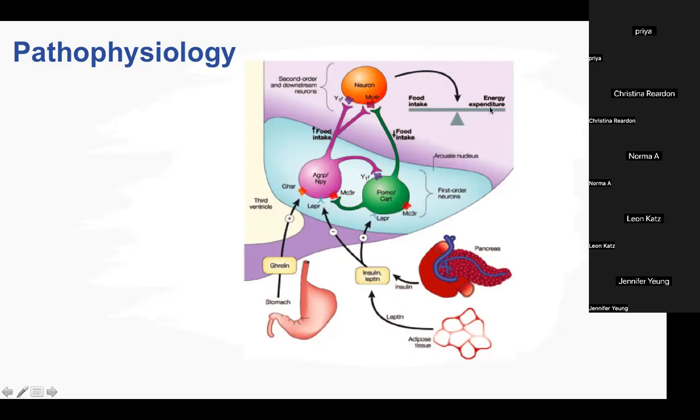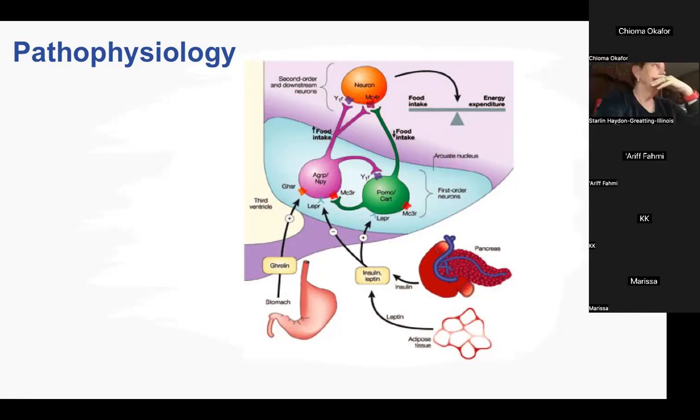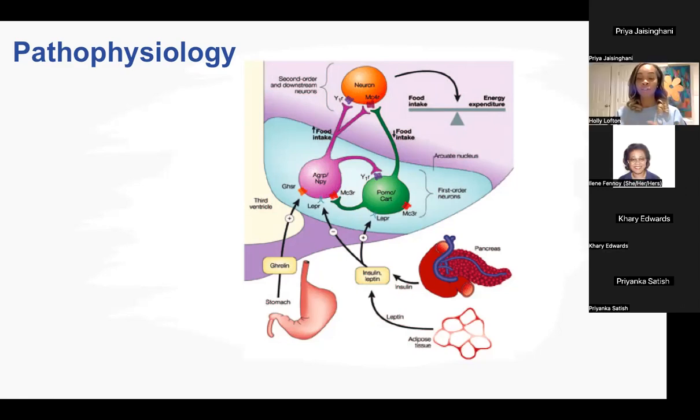So as we go on and talk about the mechanism of the medication, all of these different hormones, ghrelin, leptin, insulin, will be discussed as why they are so important to helping our patients with appetite and glucose control.